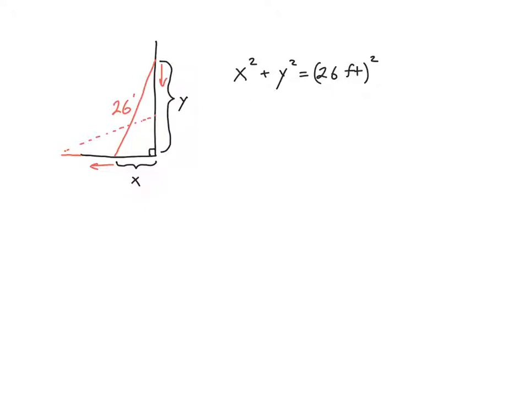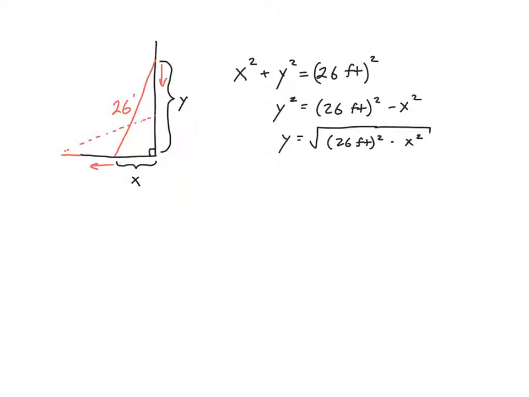Okay, so now I can get a relationship between x and y. And what I could do is solve this for y in terms of x. So if I did that, I would subtract x squared from both sides. So y squared is 26 feet squared minus x squared. And then I know x and y are both positive, so I can take the square root and just not worry about the plus or minus. So I could say y is the square root of 26 feet squared minus x squared. So that gets me a relationship between y as a function of x.